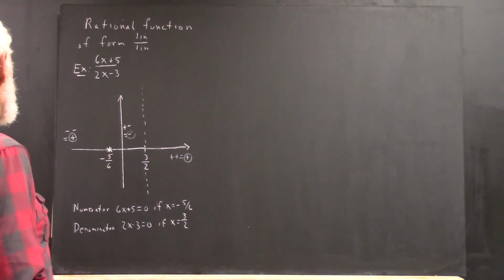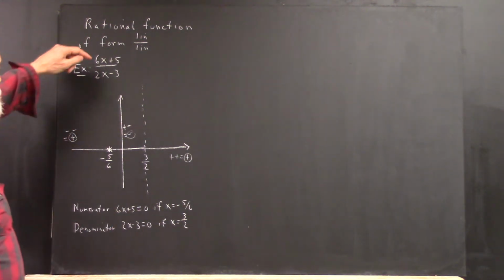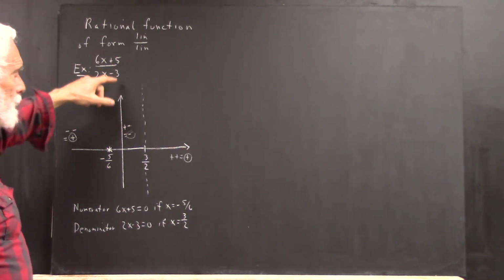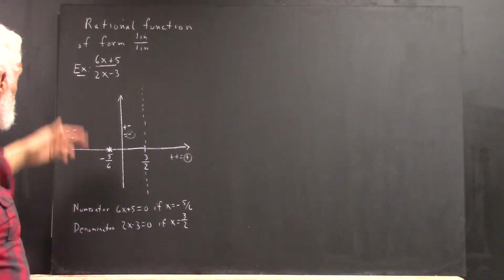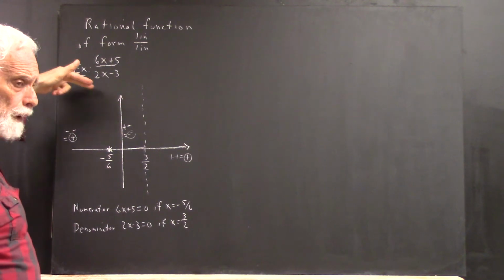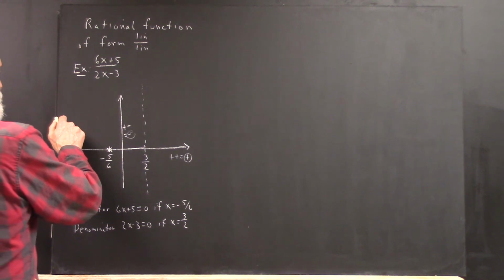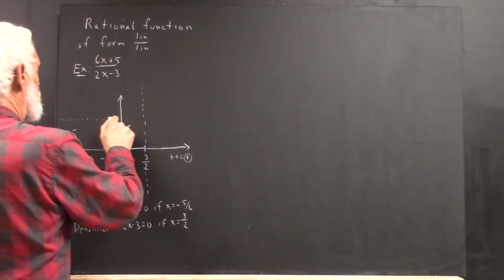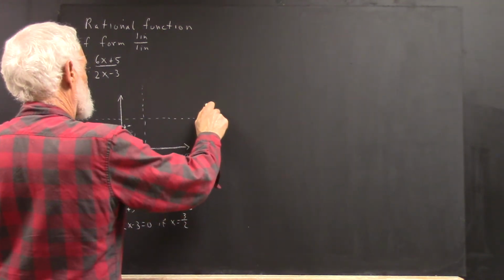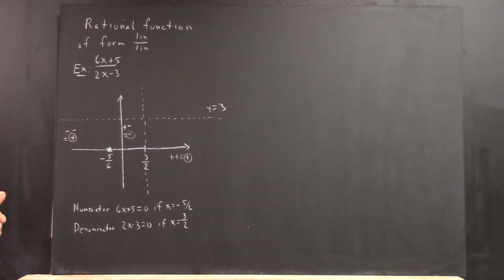Now, by just a little bit of simple reasoning, if x is a huge number, whether positive or negative, the 5 and the negative 3 don't make much difference. You end up with pretty much 6x over 2x, and 6x over 2x is just 3. And for that reason, we have a graph approaching a horizontal asymptote at y equals 3. I think I said x equals 3 a minute ago. It's y equals 3. Okay?